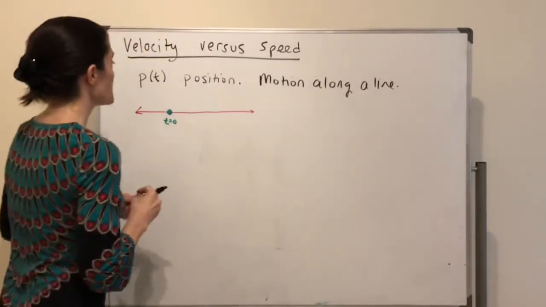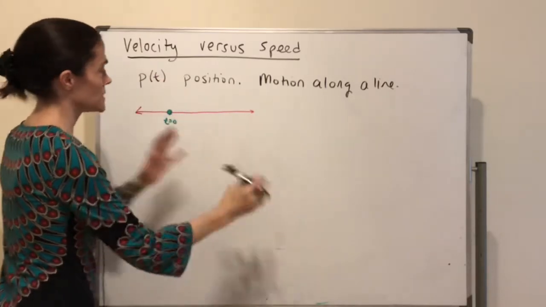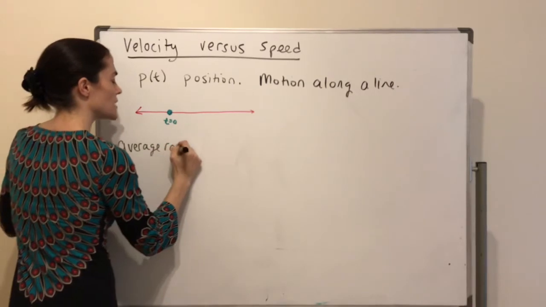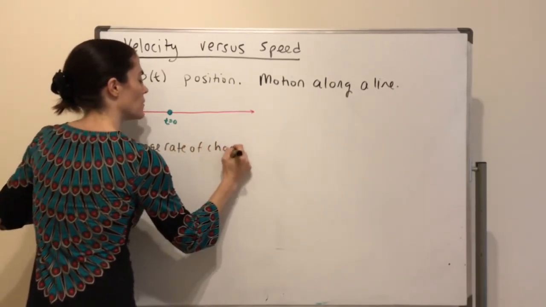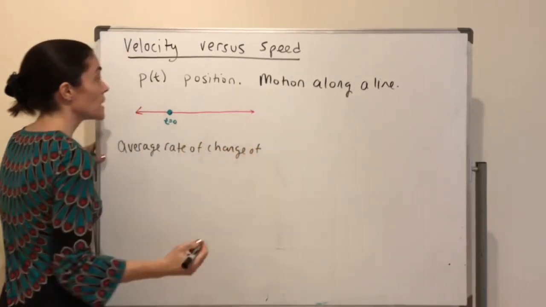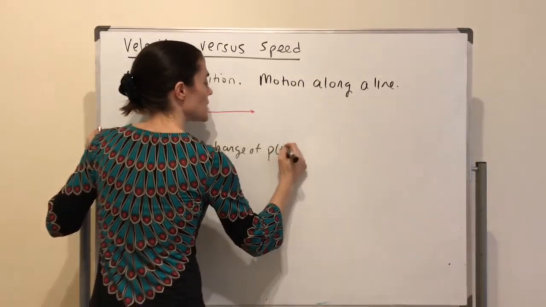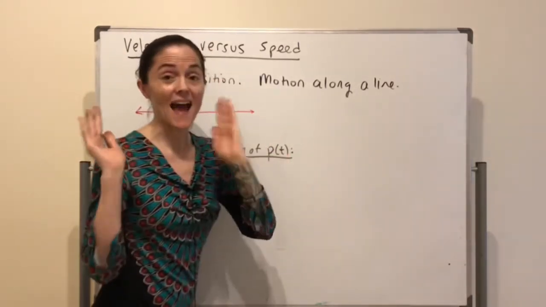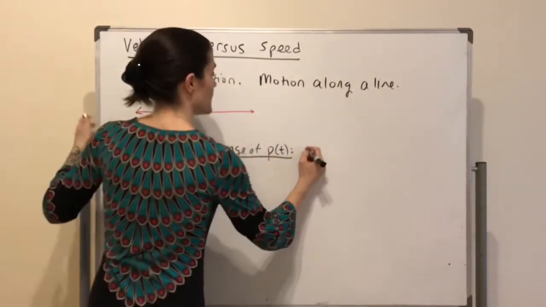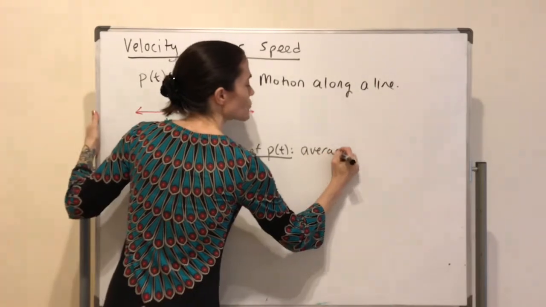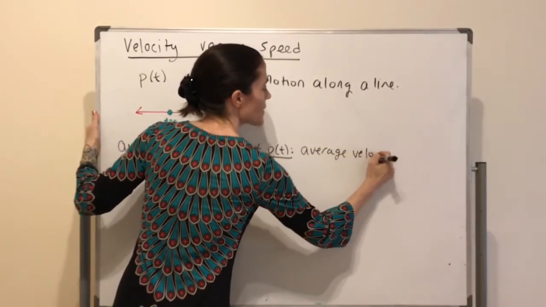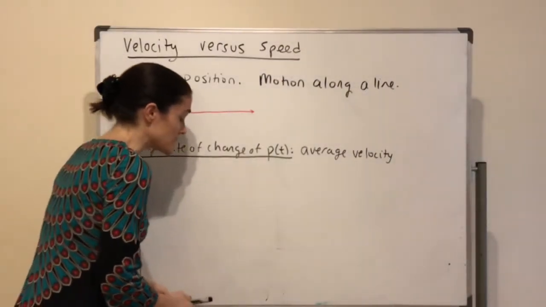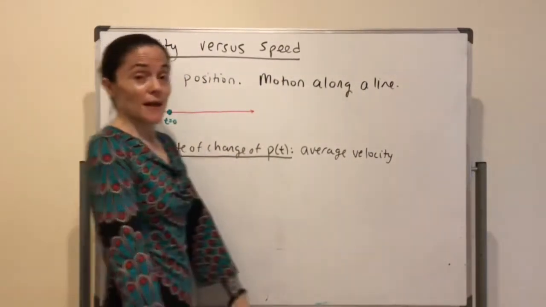But I'm talking about average velocity, average speed. Well, if you take the average rate of change of this position, P of t, what is this? This is average velocity on some interval, and I'm not writing the interval here, I'm just talking about the difference between velocity and speed.